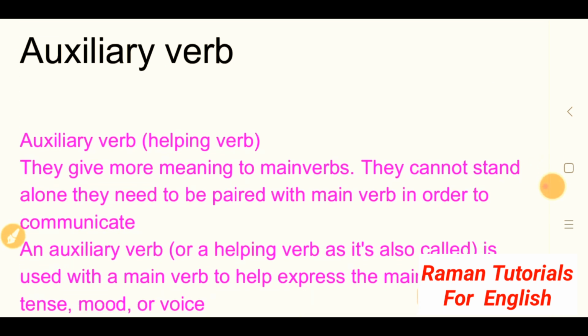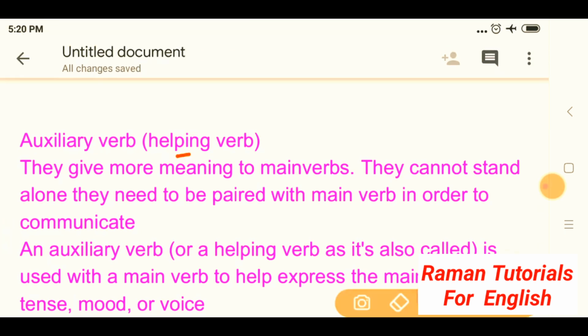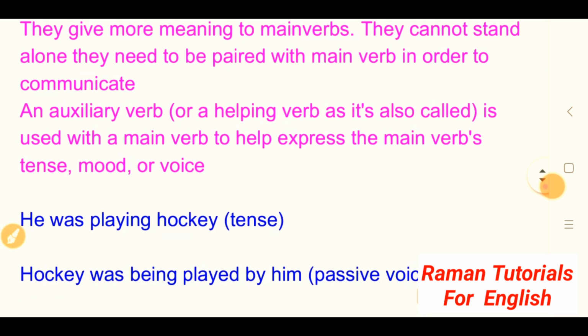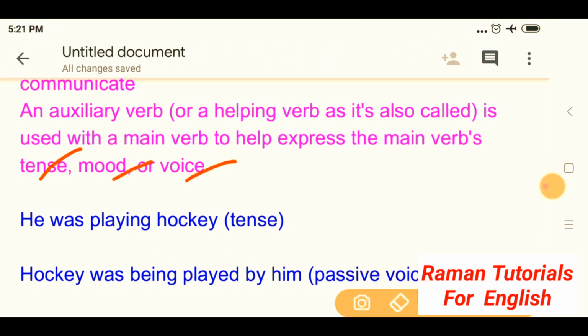Auxiliary verb. An auxiliary verb is also known as a helping verb. It gives more meaning to main verbs. They cannot stand alone. They need to be paired with a main verb in order to communicate. An auxiliary verb or helping verb is used with the main verb to express the main verb's tense, mood or voice. If someone asks you, why do we use an auxiliary verb? This is the answer. We use an auxiliary verb to express the main verb's tense, mood or voice. Yes, is it clear? I'll give you one example here.